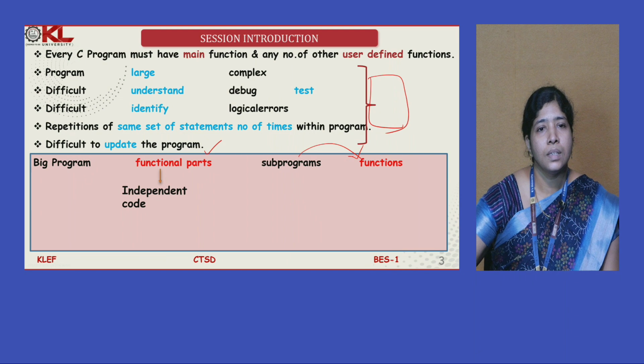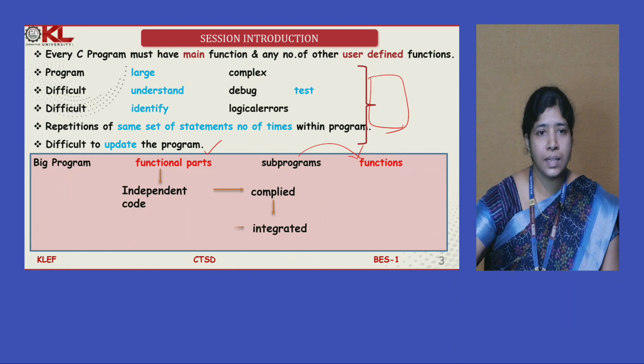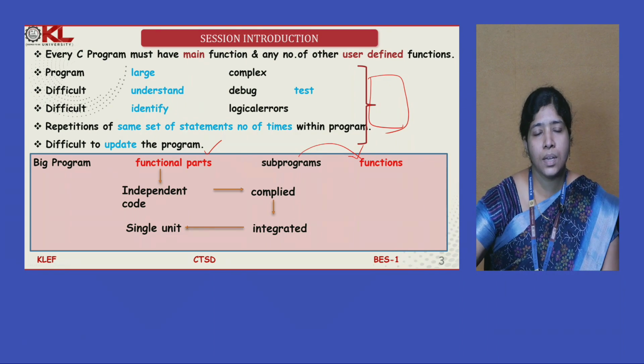These functional parts are individual codes. Now what are we doing with the individual codes here? These individual codes are compiled individually when they are called, and these are integrated, and then we get the single result output from this. In this way, when we write some portion of the calculation individually, it is easy for us to understand the logical errors, and the same repetition of statements will not be done. So we will see one by one with some examples how these functions can be implemented.